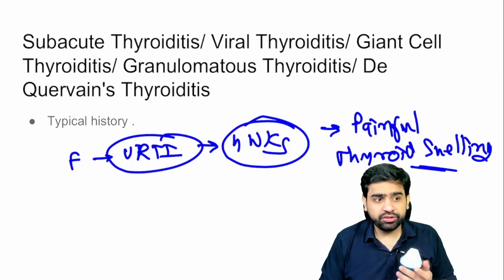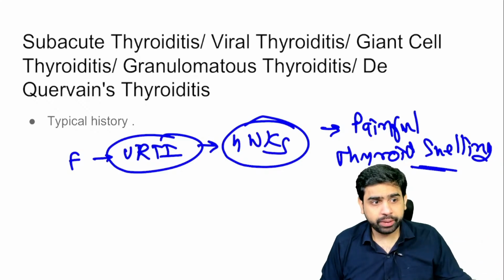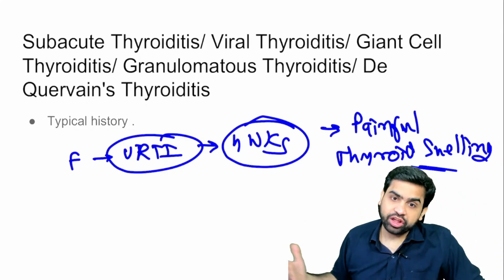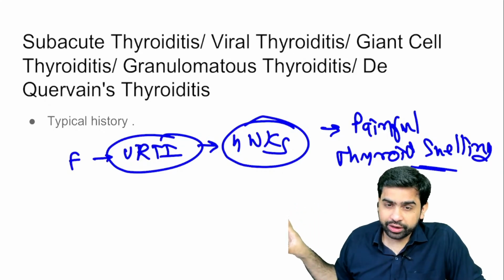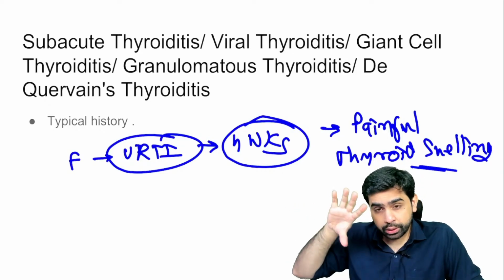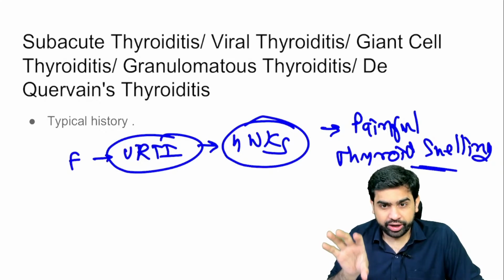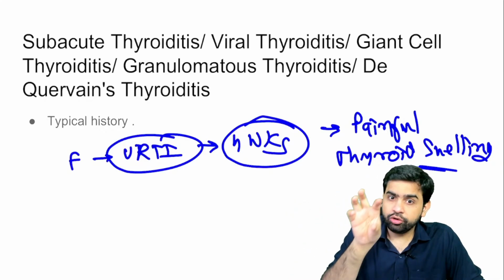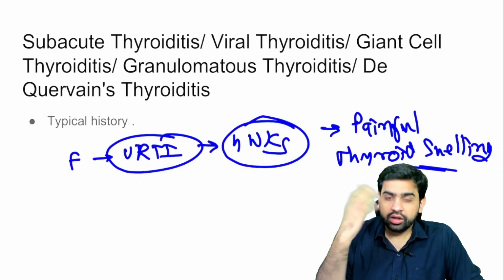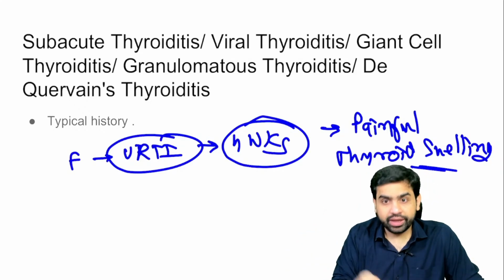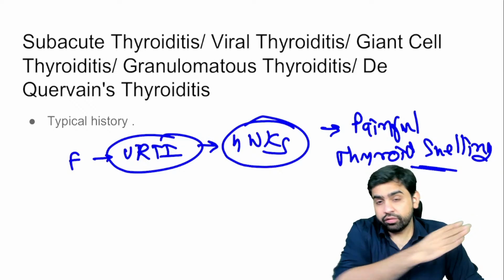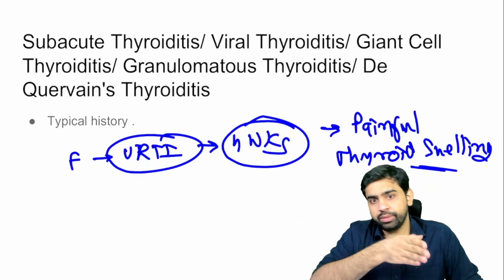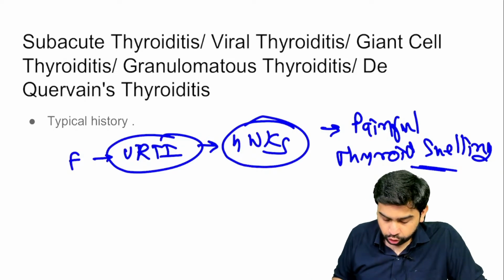Because of that viral infection, there is a granulomatous reaction, and that leads to destruction of the thyroid gland, which leads to the patients turning hypothyroid. But this is a self-limiting condition. Over a period of time, the thyroid hormones are going to regenerate, and patients are going to come back to normal. Unlike Hashimoto's thyroiditis, where there was a prolonged hypothyroidism, over here recovery is going to happen, and the patients are going to come back to normal.